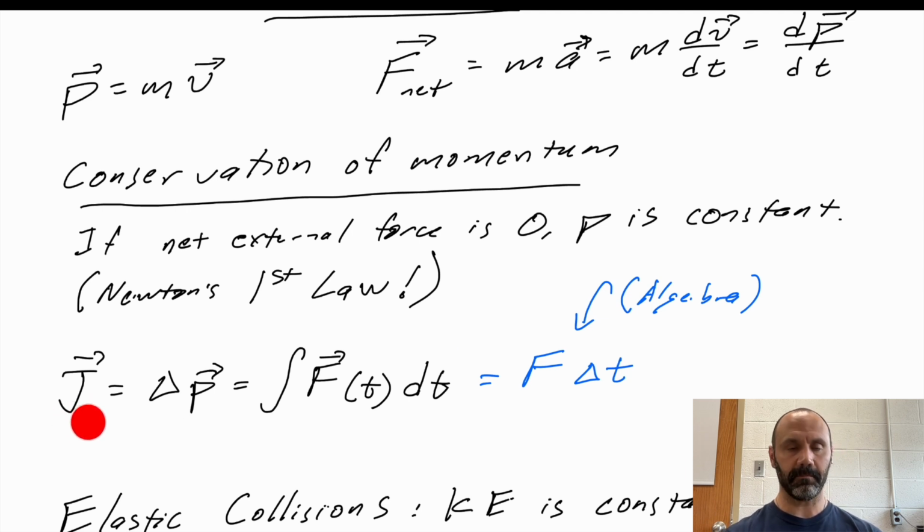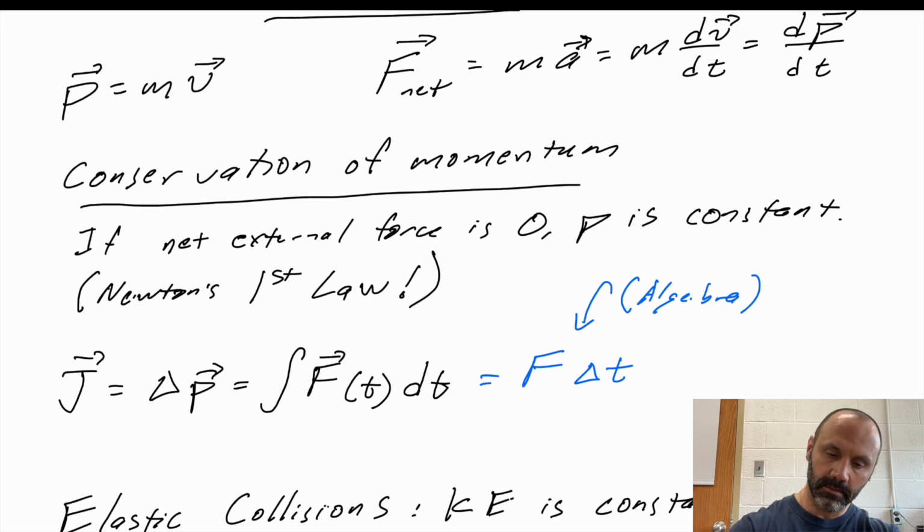J is impulse. Personally, I don't like the term impulse. I wish it was just change in momentum. We could just call it change in momentum. Impulse makes people think about force. So, impulse, impact, that kind of idea. So when you hear impulse, just think change in momentum. Just replace it in your mind. Algebraically, it's force times delta t. And then here, it's integral F of t dt.